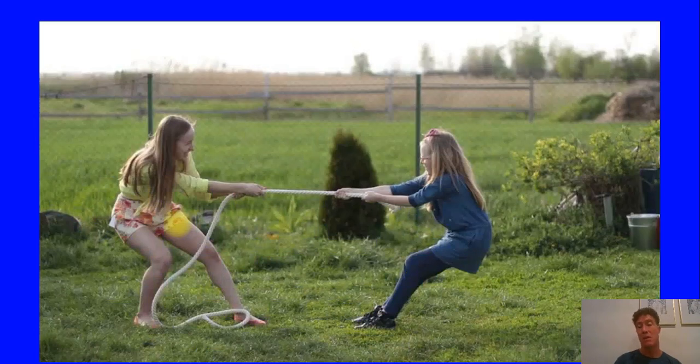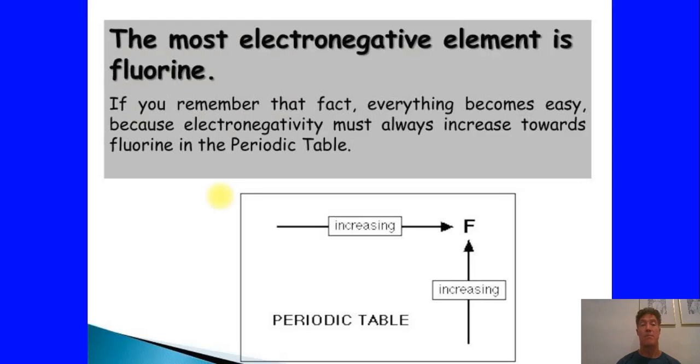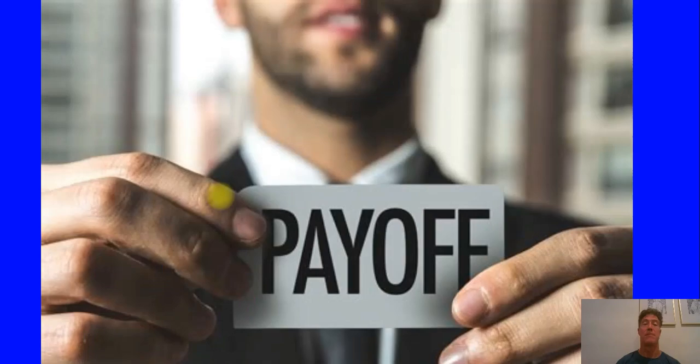Fluorine is like this bigger, stronger girl, and they're pulling electrons. This girl will always be able to pull that rope, the electrons, closer to herself. Fluorine's electronegativity is so strong that when it's bonded to any other element, it either pulls the shared electrons to itself or it completely steals them to form a negative ion. So that's all you have to remember. You'll always get electronegativity right if you remember that fluorine is the most electronegative.